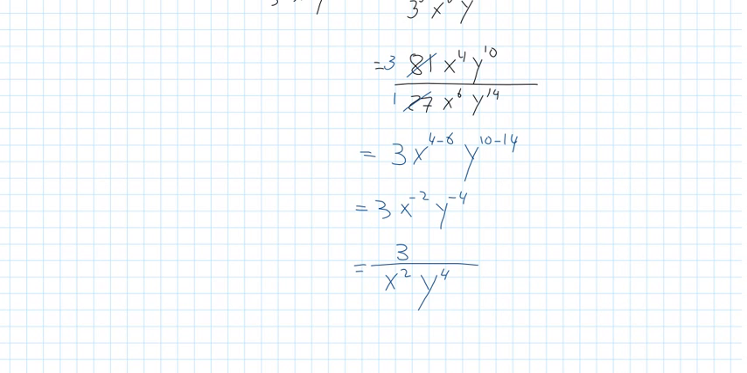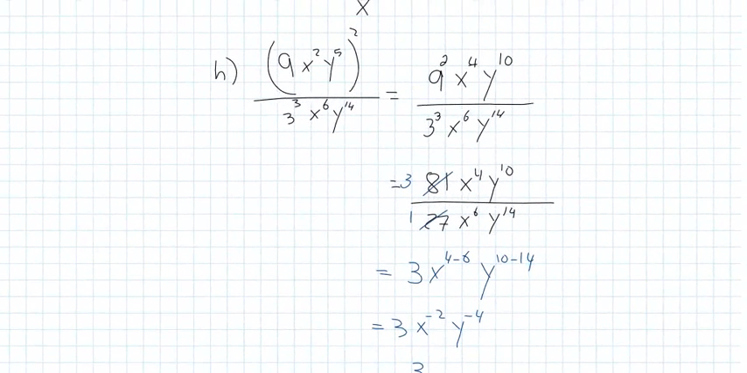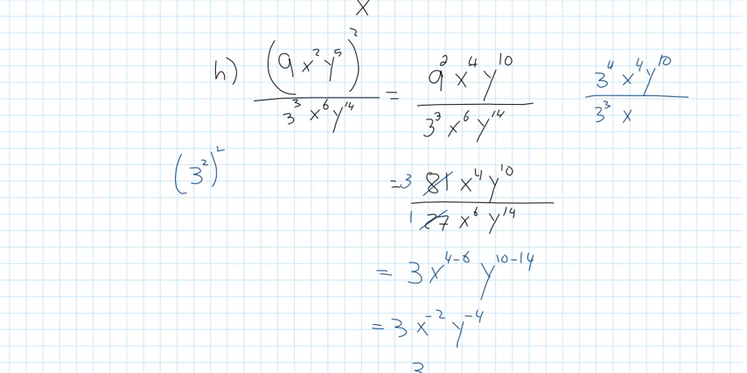The other way could be that instead of writing 9, I would write this as 3 to the power of 2, because 9 is 3 to the power of 2. So 3 to the power of 2 to the power of 2 gives me 3 to the power of 4. So instead of having 9 to the power of 2, I'll have 3 to the power of 4. And this is 3 to the power of 3. So I kept the same base, and this way I can just subtract my exponents. So 4 take away 3 gives me 1. That leaves me with a 3. So when the base is the same, you just deal with the exponent.